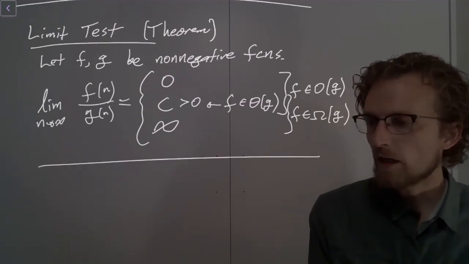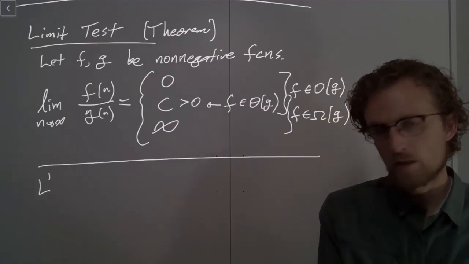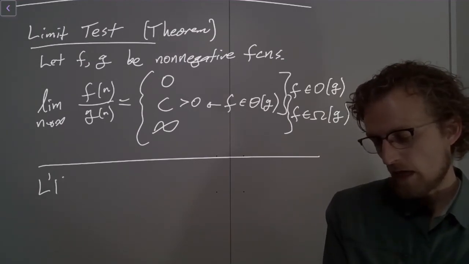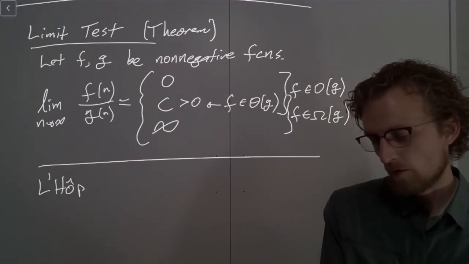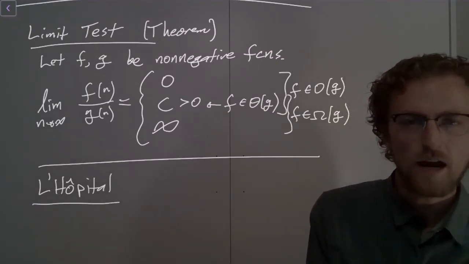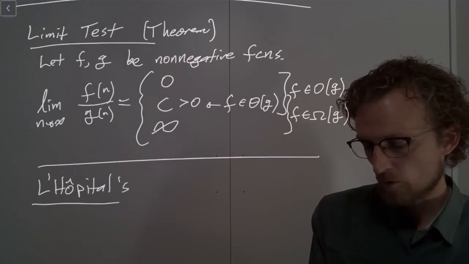So the first trick is L'Hopital's Rule. This is one of these classic Calc 1 tricks for evaluating limits, and it's a really handy one for the limit test, specifically because we have these ratios. So this is L'Hopital's Rule.